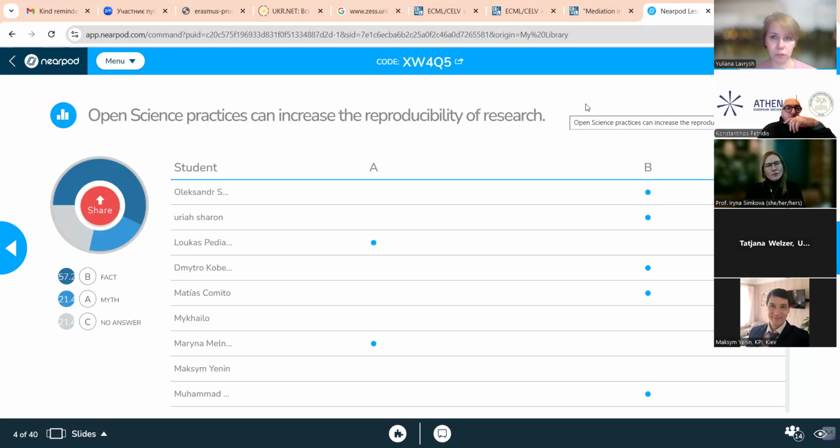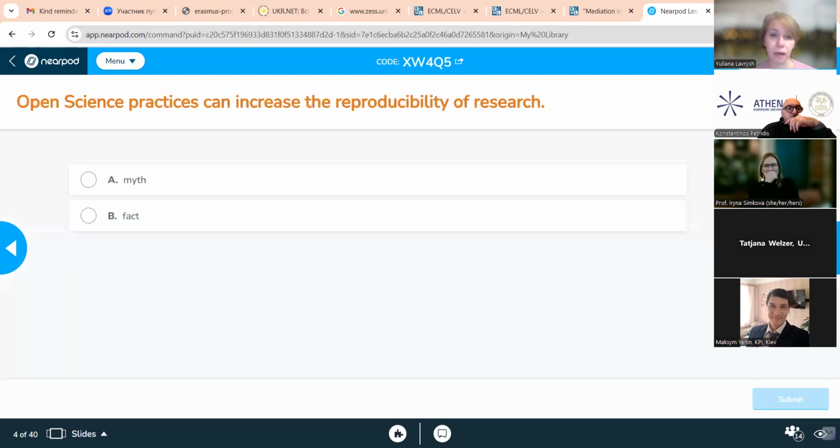More people have chosen option B. Yeah, that is a fact. Reproducibility means that I can repeat, literally repeat the study that was suggested by someone. Why we should do it, in which way we should do it, what for, and how, we will discuss a little bit later.